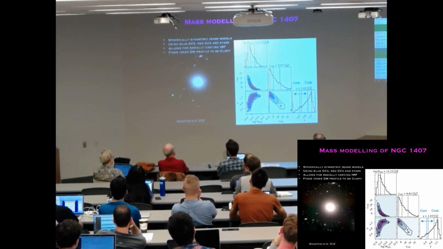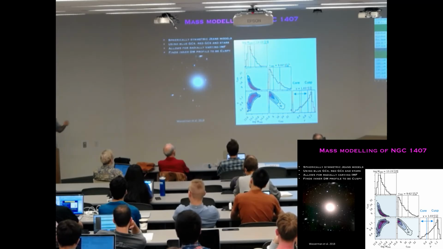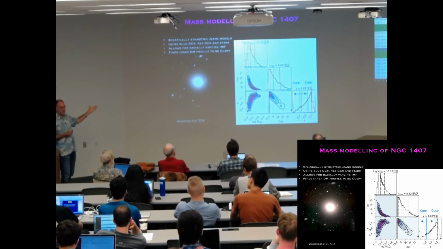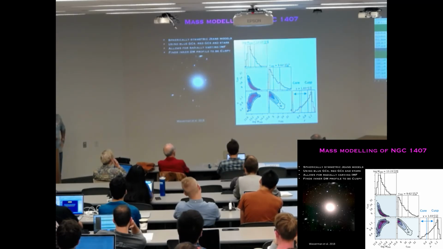Another thing that he throws in for the first time is allowing for a radially varying initial mass function. That information comes from the literature using spectroscopy of the stellar populations. So we know that there's some evidence for a bottom-heavy IMF in the center of this galaxy. He folds that in as well, does his modeling, and finds the inner dark matter profile to be cuspy in this particular galaxy. There's the cusp value there.